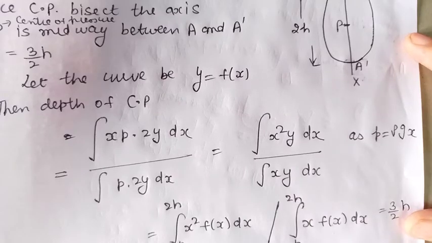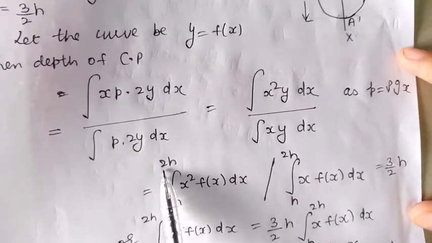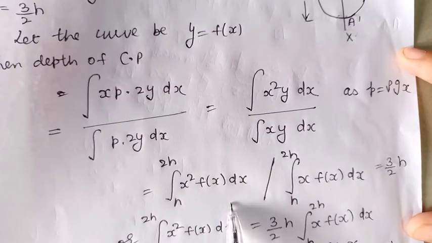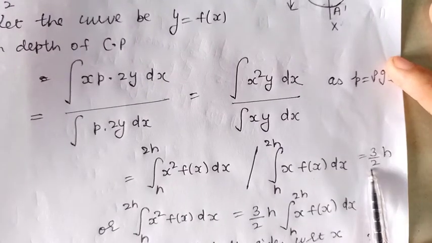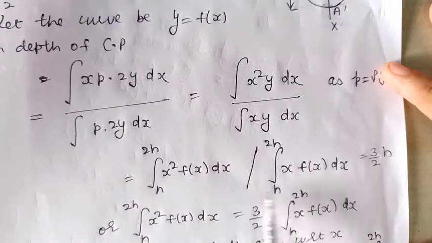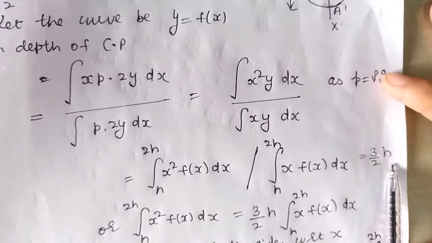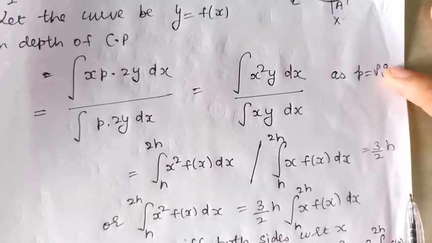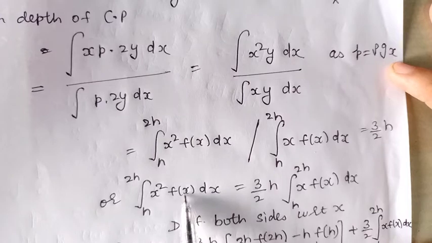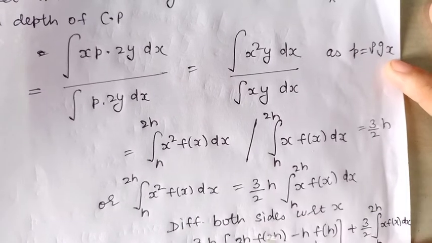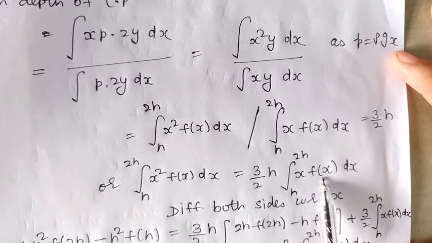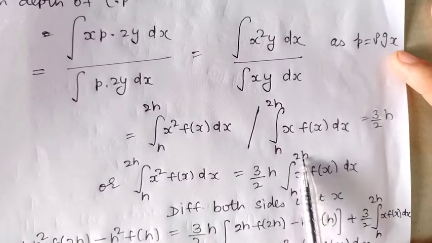Now the limits of integration vary from h to 2h, and the value of y is f of x. So we can say that because the depth of the center of pressure is 3 by 2 h, the ratio of these two integrals will be 3 by 2 h. Now from here, by cross multiplication, we get integral x square f x between the limits h to 2h equal to 3 by 2 times h into integral of x into f of x between the limits h to 2h.